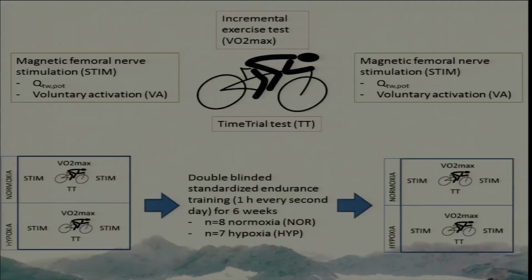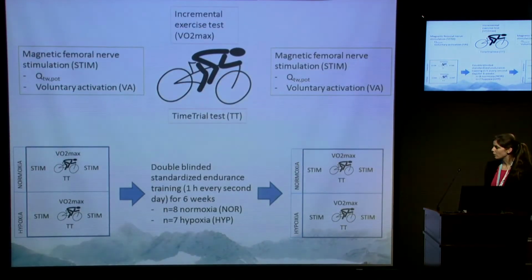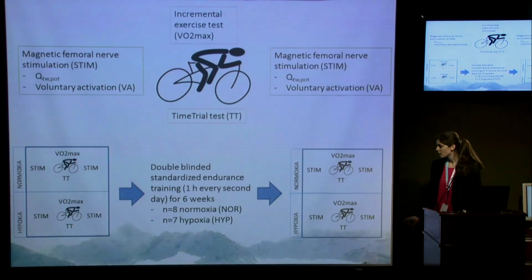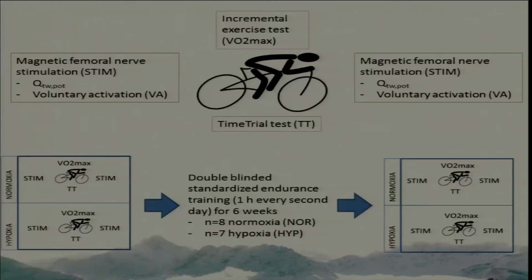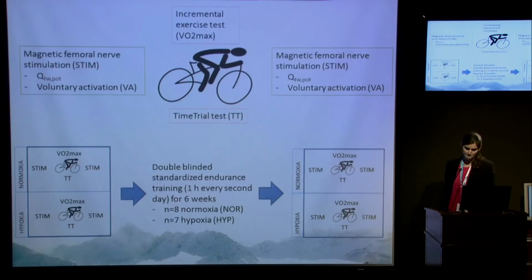To give you an overview of the whole study, both tests were first performed under normoxic and under hypoxic conditions. This was then followed by double-blinded, standardized endurance training for 6 weeks. They trained on every second day for an hour. And again, after the training intervention, the same tests as before the intervention were repeated.